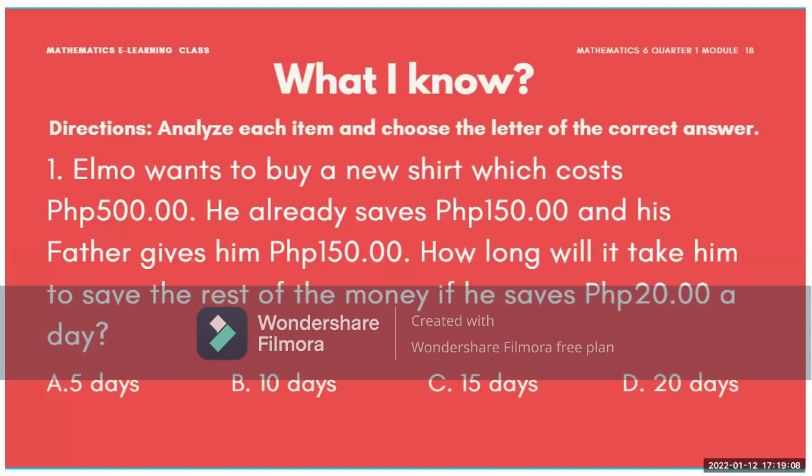So what I know, directions, analyze each item and choose the letter of the correct answer. For problem number 1, Elmo wants to buy a new shirt which costs 500 pesos. He already saves 150 pesos and his father gives him 150 pesos. How long will it take him to save the rest of the money if he saves 20 pesos a day? A. 5 days, B. 10 days, C. 15 days, D. 20 days.